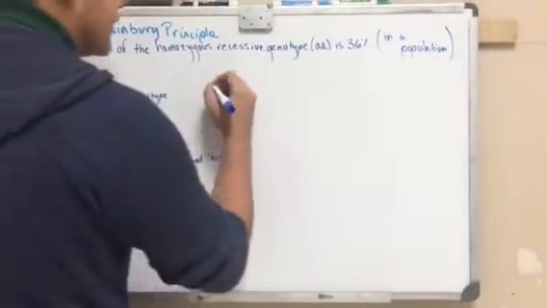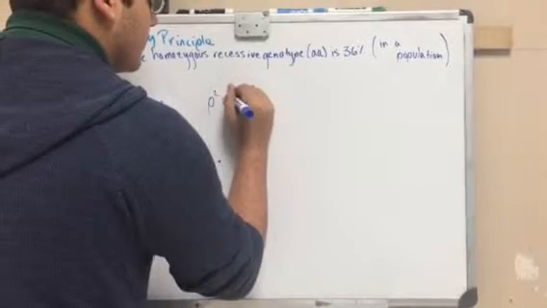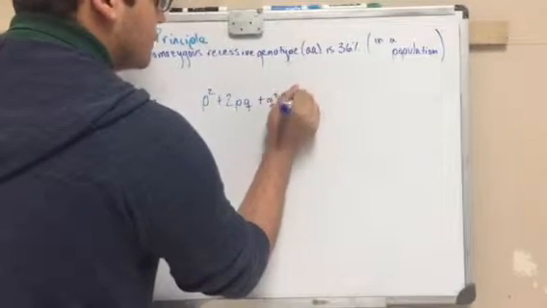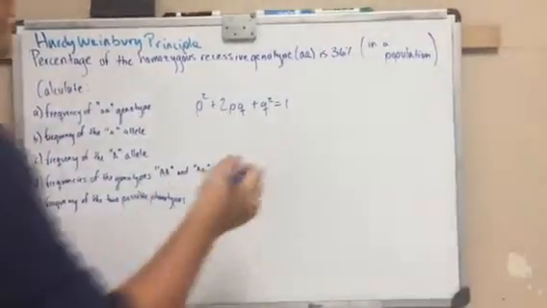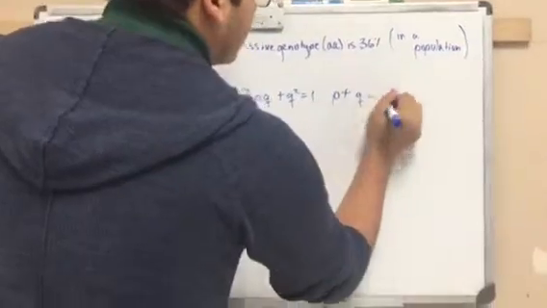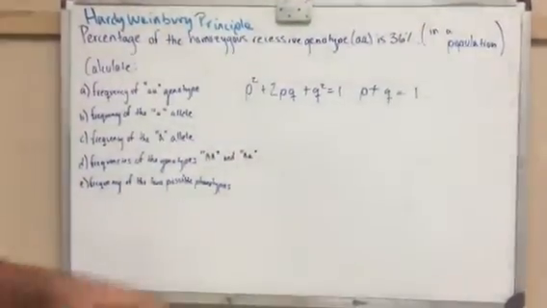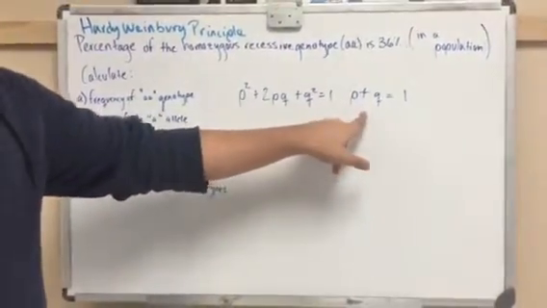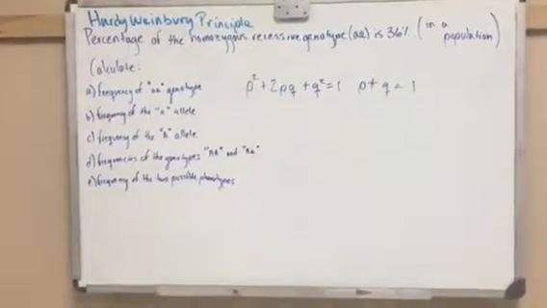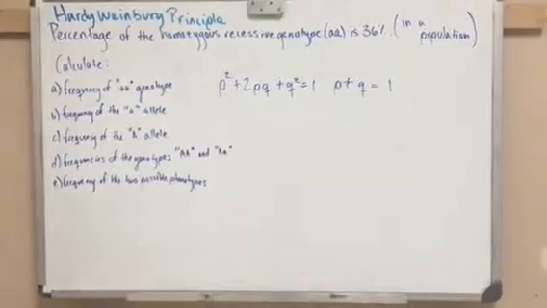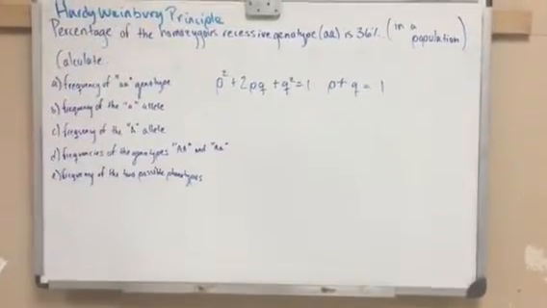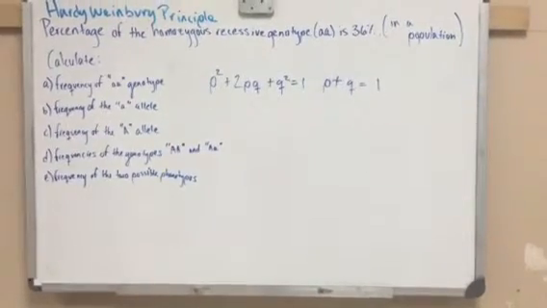So what we're going to use is p squared plus 2pq plus q squared is equal to 1. The second equation that we're going to be using is p plus q is equal to 1. So this basically means the number of dominant alleles plus the number of recessive alleles will give you 1, which stands for 100% of the population. So what they give us is that the percentage of the homozygous recessive genotype little a is 36%.